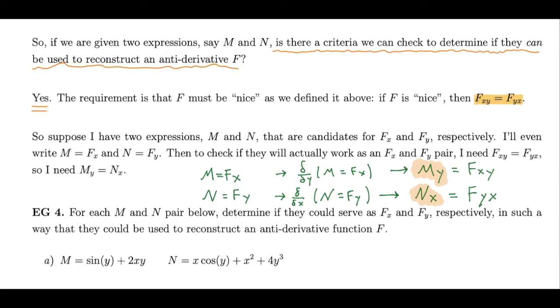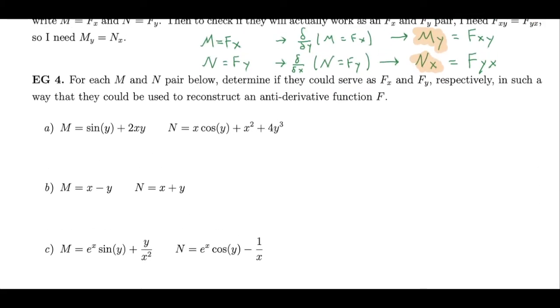Let's demonstrate that criteria in, for example, number 4. In each of the parts of this example, we're provided with two expressions, a capital M and a capital N, and we're asked to test if they could serve as the partial derivative pair so that we could reconstruct an antiderivative function capital F. That is, we're being asked to test if these two partial derivative expressions are equal.